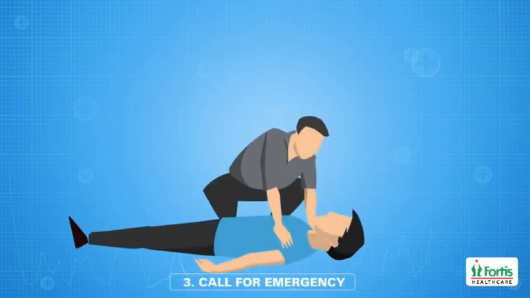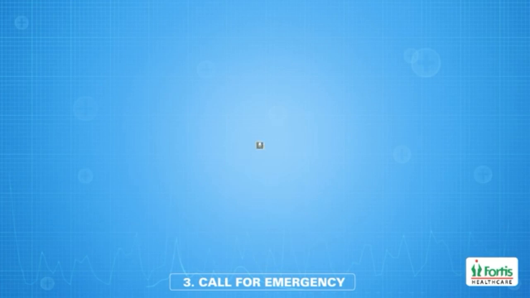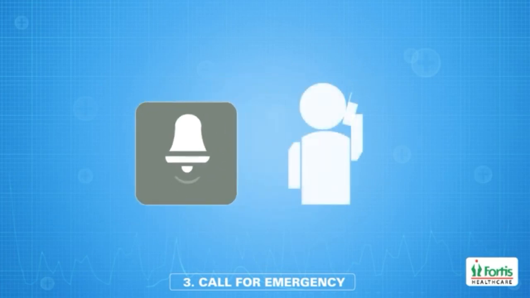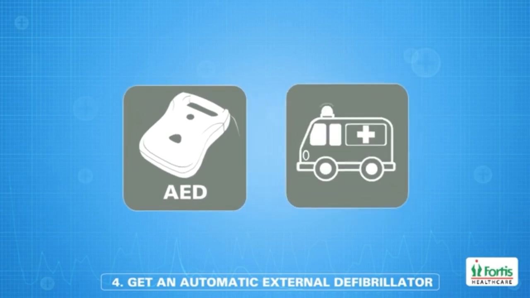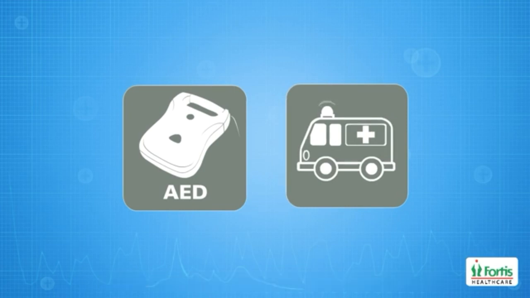3. If the casualty is not breathing normally, raise an alarm and call 105010 for emergency immediately. 4. Get an AED, automatic external defibrillator, as soon as possible if available, or ask the ambulance to get one.